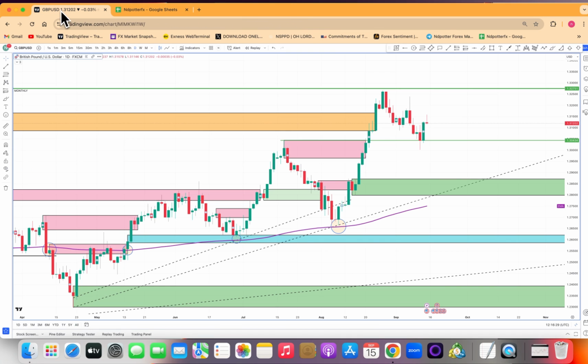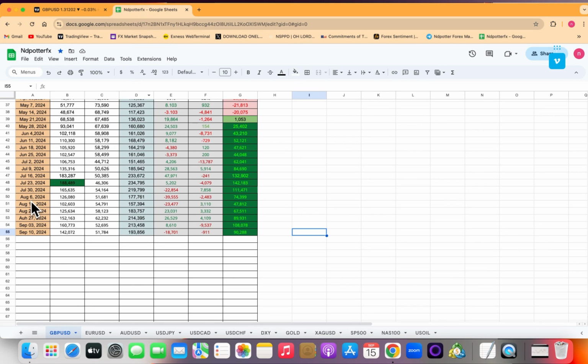Let's check where July 30th is. Okay, July 30th was somewhere around here, which is where I actually took my profit, because this is the area I took my profit. So the first week they started taking profit on their long. On July 30th they took 22,000 profit on their long position, and they added 7,000 on their short.